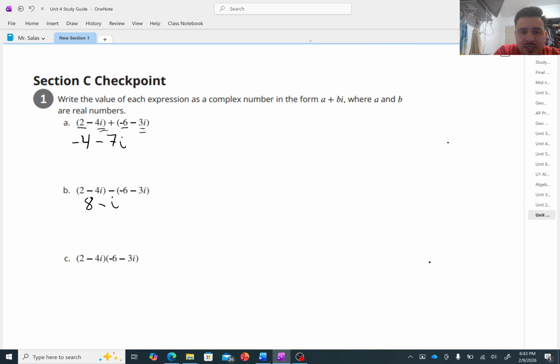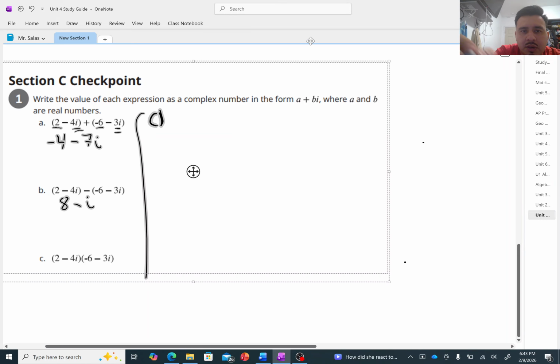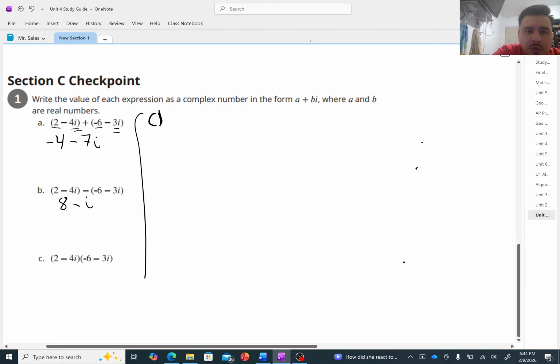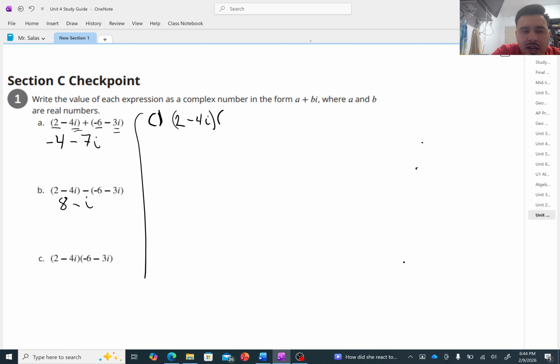And then this next one, C. C is going to be a little bit tricky because there's no sign in between. So guess what? That means I'm multiplying. So I'm going to be doing 2 minus 4i times negative 6 minus 3i.